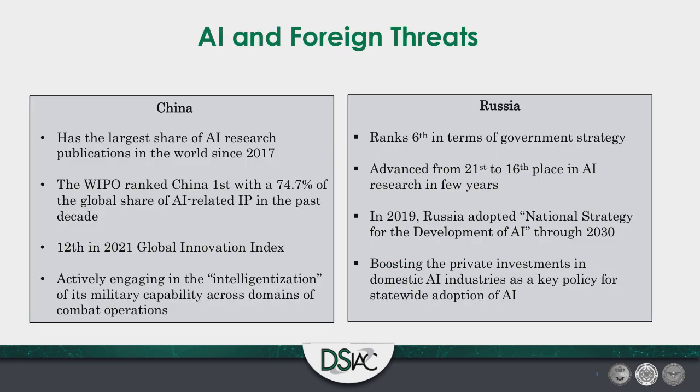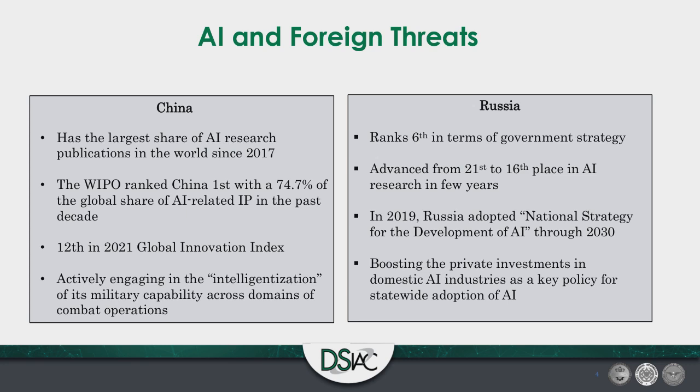And this is just to highlight, in the context of why America and its allies need to increase even further their effort in this domain of AI research, what China in particular is doing, as well as Russia. China has had the largest share of AI research publications in the world since 2017. It has also been first, with almost 75% of the global share of AI-related IP in the past decade. It ranked 12th in the Global Innovation Index last year, and is also actively engaging in intelligentization, if you will, that is, rendering some of the systems in its arsenal more intelligent and more capable by integrating AI in combat operations and systems.